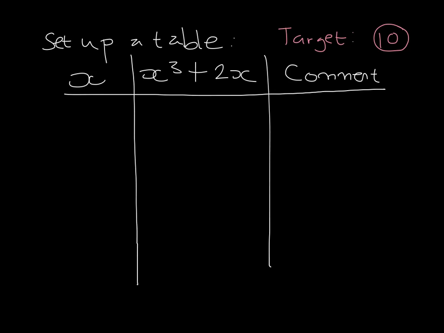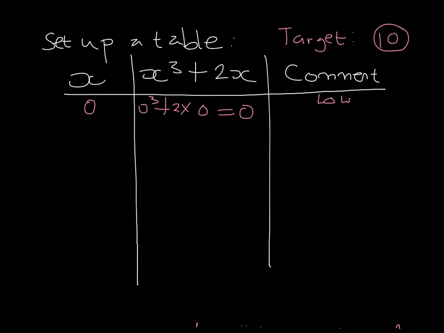I'm going to start with a value of x equals 0. If we substitute 0 into x cubed plus 2x, we would do 0 cubed plus 2 times 0, which of course is equal to 0. So our comment, we compare this value of 0 with our target of 10, and this is lower than the target, so I'm going to write a comment of low.